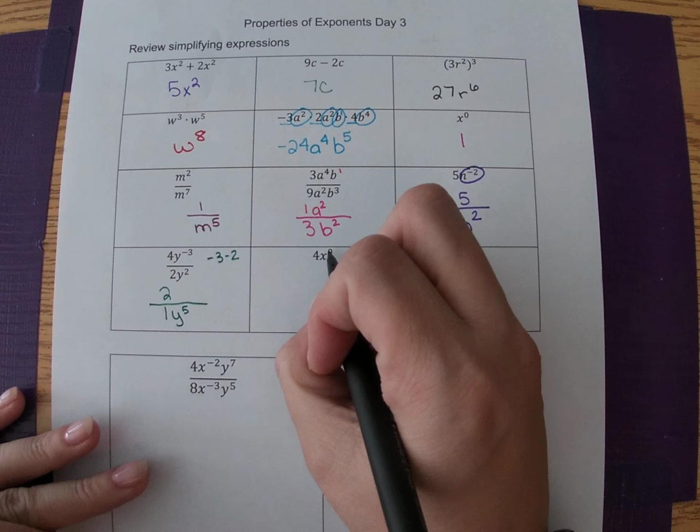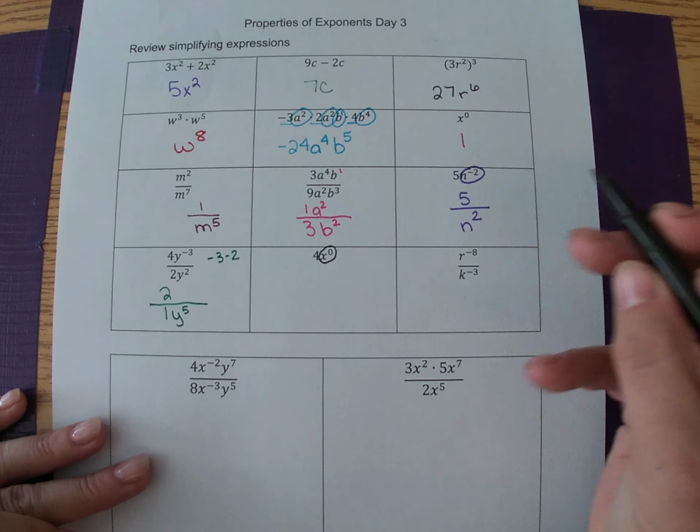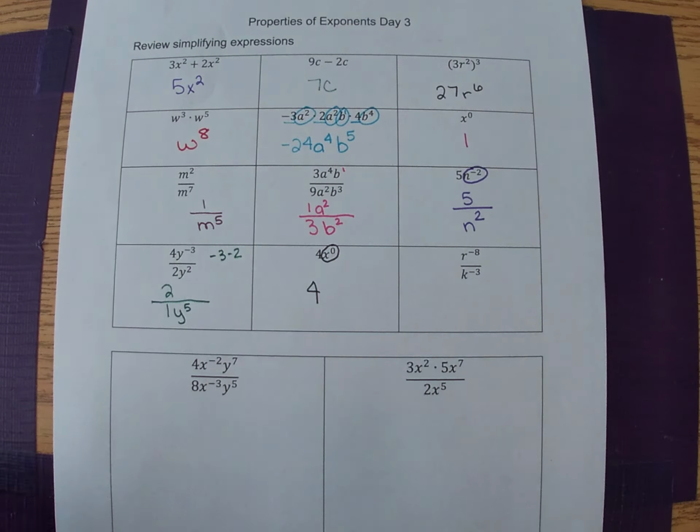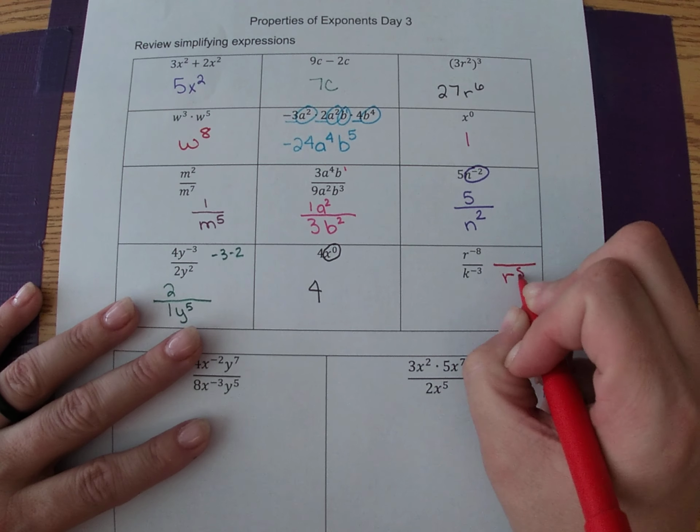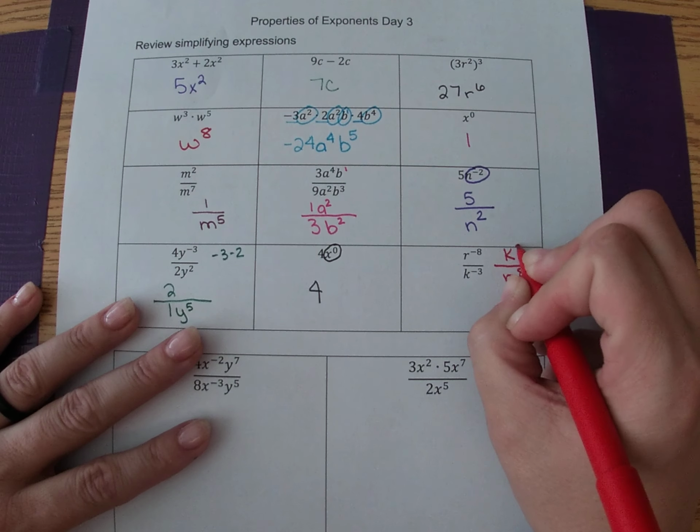Okay, 4x to the 0 power. The x to the 0 power is 1, but the 4 is still there, so 4 times 1 gives us 4. Okay, and then on our next one, we have negative exponents. Negative exponents tell us to move it to the other side of the fraction, so that r is coming down, and that k is going up.